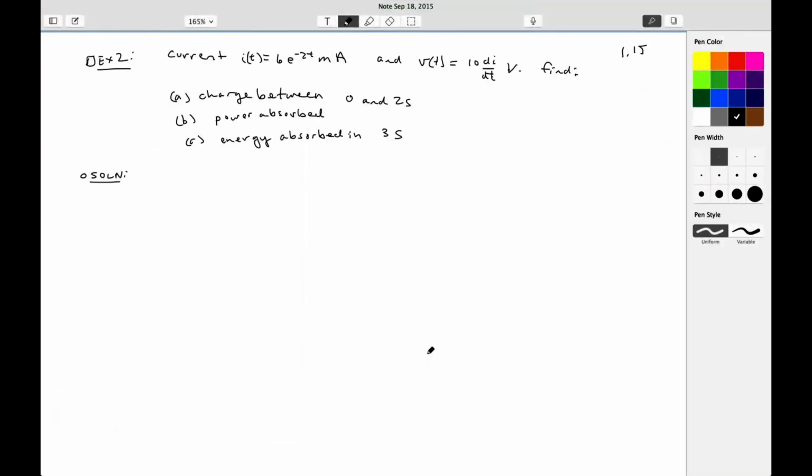All right, so this will be example 2 for this review session for homework or for exam number 1. And this example is going to be Alexander problem 115, so 115. All right, and I'm given a current, which is a function of t, and a voltage, which is 10 times the derivative of current, and I'm asked to find a few different things. The first is to find the charge.